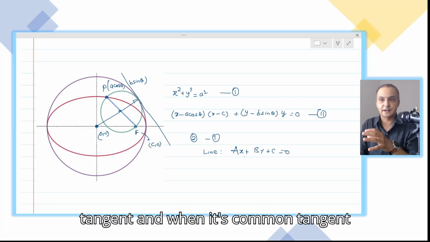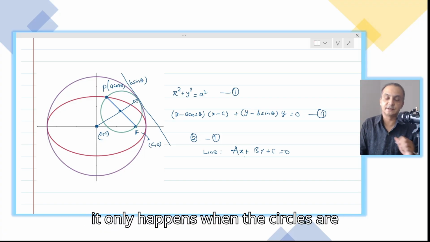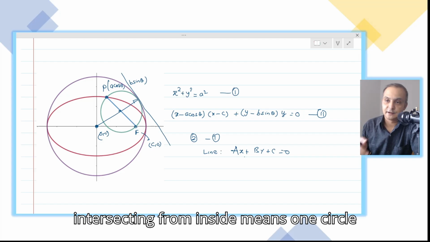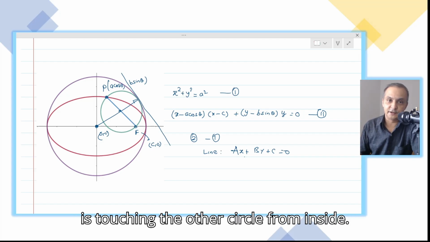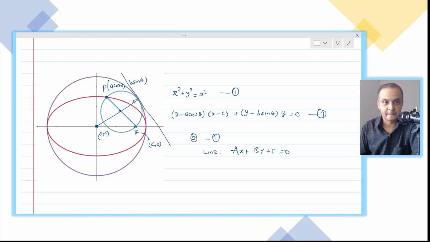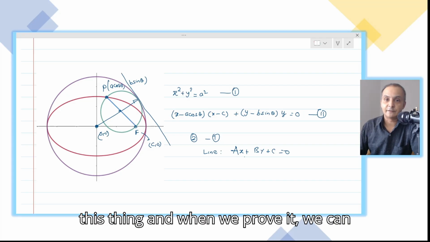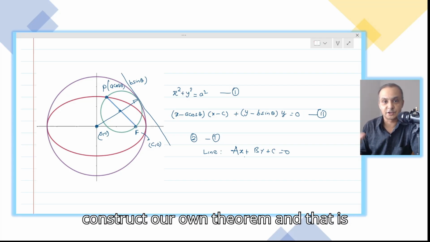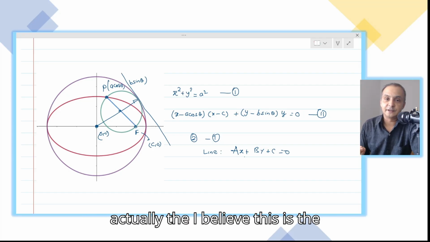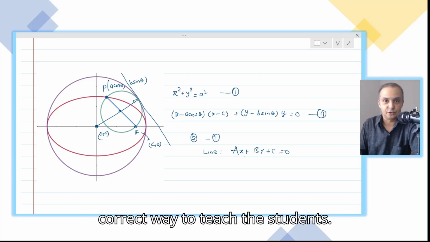And a common tangent only happens when the circles are touching from inside, meaning one circle is touching the other circle from inside. So in this way you can also prove it. I gave you two types of proof for this, and when we prove it, we can construct our own theorem, and I believe that's the correct way to teach the students.